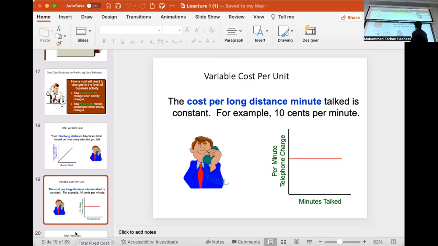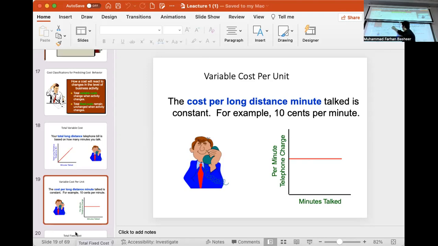Divided by 50,000 is equal to 200 rupees. Okay? So, variable cost is equal to 70 multiplied by 50,000, which is 3.5 million. Okay, but here total variable cost was 7 million. Now look into it.